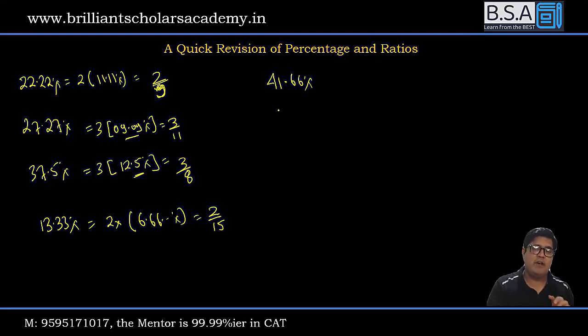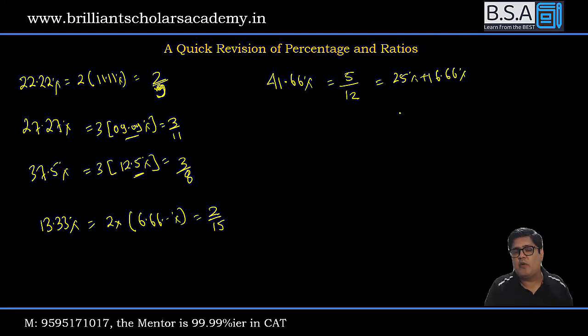Now 41.66 is slightly difficult. I'll just give you the result here. That is 5 by 12. You want to derive, you can do that. 25 percentage plus 16.66 percentage. Or you could have written this as, let us say, 50 percentage minus 8.33. There are many ways to achieve this result. Or you could simply write this as, observe, 41 plus 2 by 3.